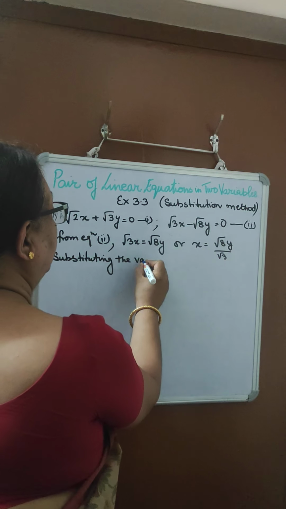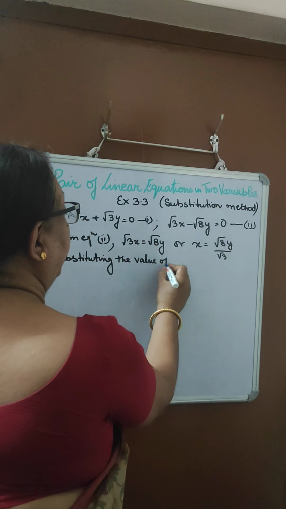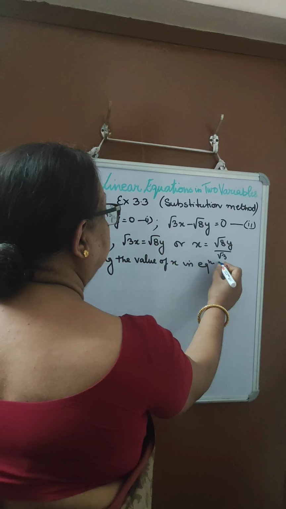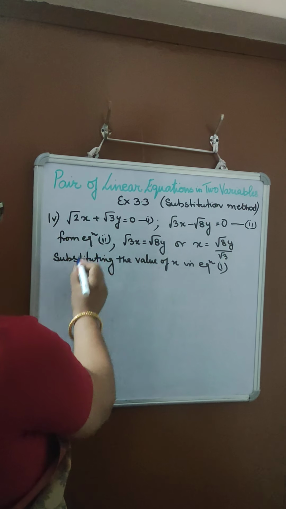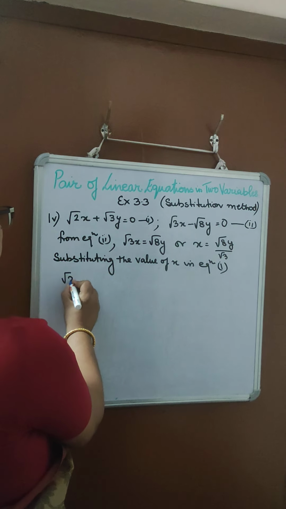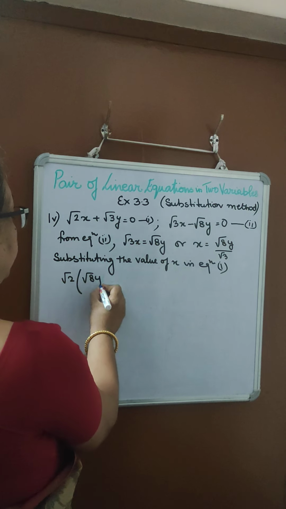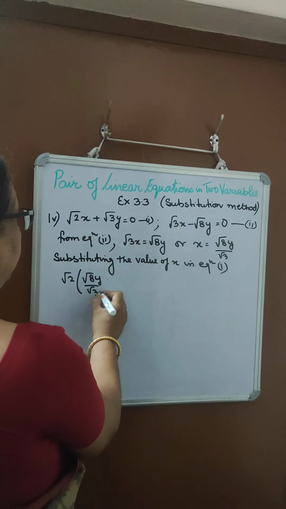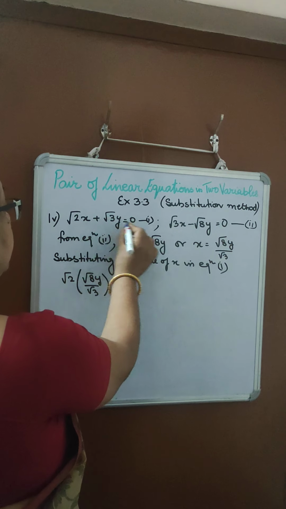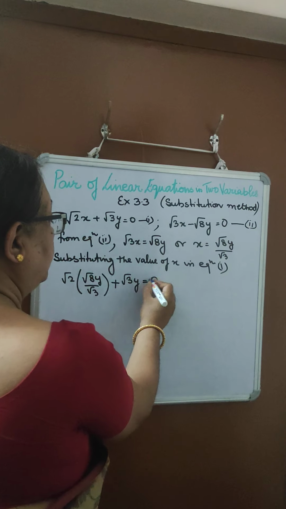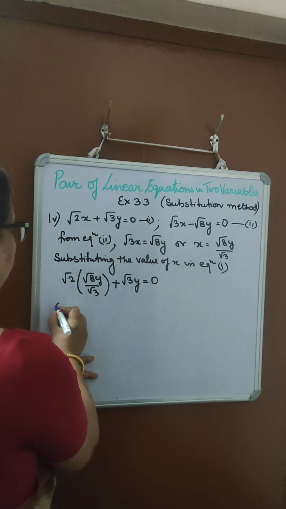The value of x in equation 1: root 2x, root 2x, root 8y by root 3 plus root 3y equal to 0. Now simple solving.